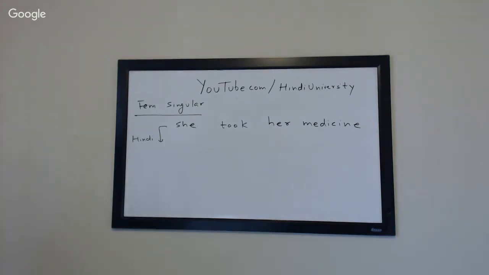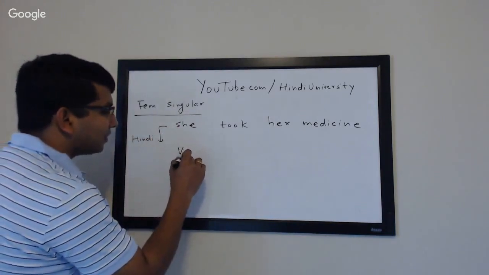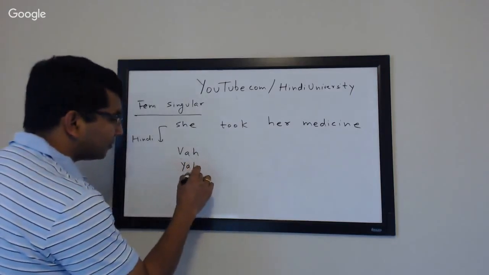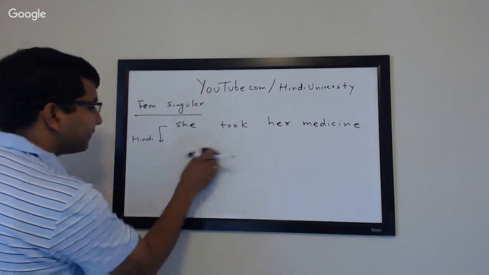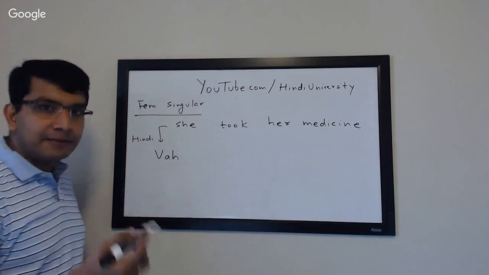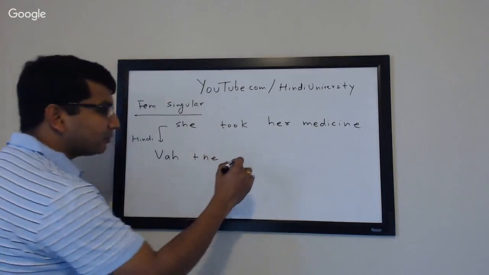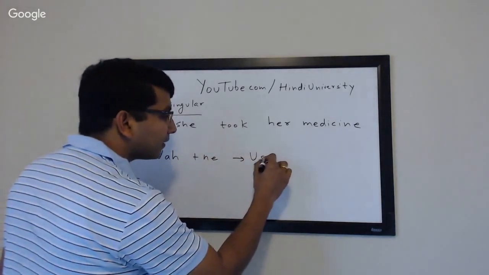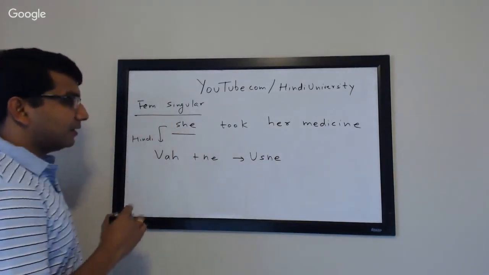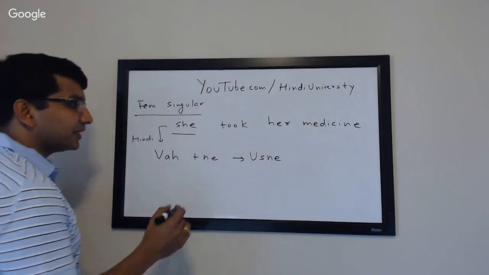Okay, so you remember for he, she, it, we use the pronoun veh, and we could also use yeh. In this case it's veh. Initially we were saying main and then adding ne after that, right? So वह plus ne would be उसने, usne. So let's break it down: you're using वह with ne. This is your subject now.